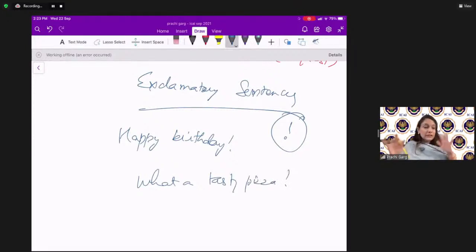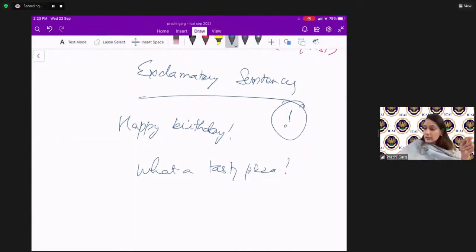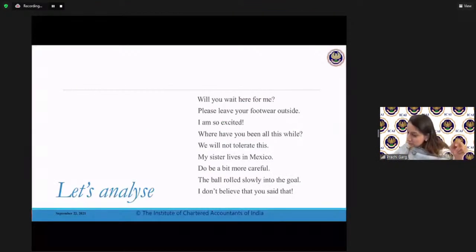Okay, are we clear about these types of sentences? So types of sentences based on function end here. Are we clear till here? I am quickly sharing a PPT with you for a quick revision, a quick exercise.